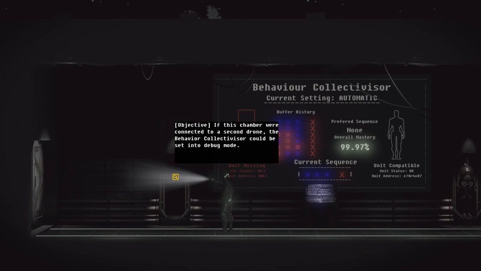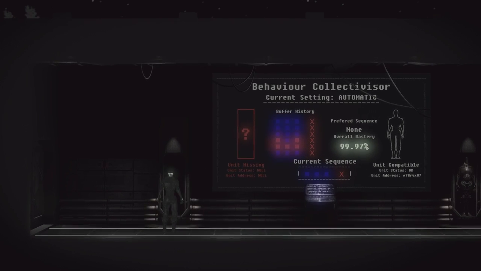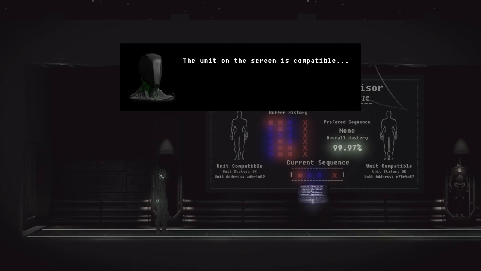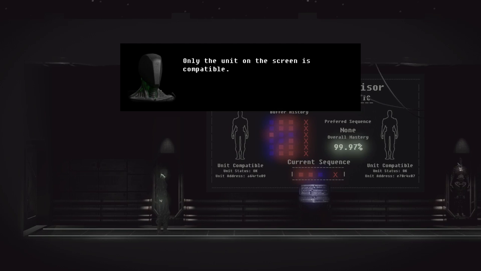This chamber connected to a second drone behavior collect device would be set into debug mode. Does not threaten. Then climb into it. Oh. Thank you. I didn't think it would be that easy. The unit on the screen is compatible. Only the unit on the screen is compatible.